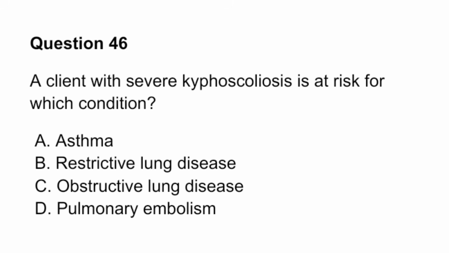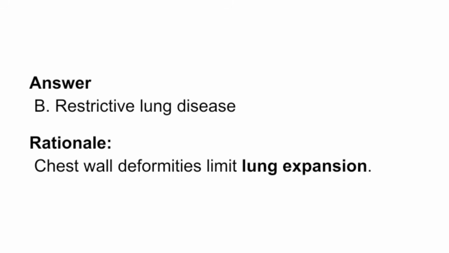Question 46. A client with severe kyphoscoliosis is at risk for which condition? A. Asthma. B. Restrictive lung disease. C. Obstructive lung disease. D. Pulmonary embolism. Answer: B. Restrictive lung disease. Rationale: chest wall deformities limit lung expansion.